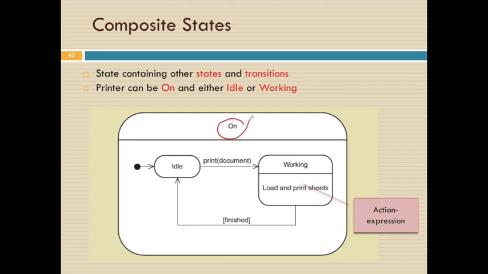Okay, from the previous diagram, we have the pseudo state, the origin state, and the destination state, and we want to print a document. Then we can put the action expression here: load and print sheets. From idle it will go to working, and from the working state, once it is finished, it will turn back to the idle state. So we call it a composite state.